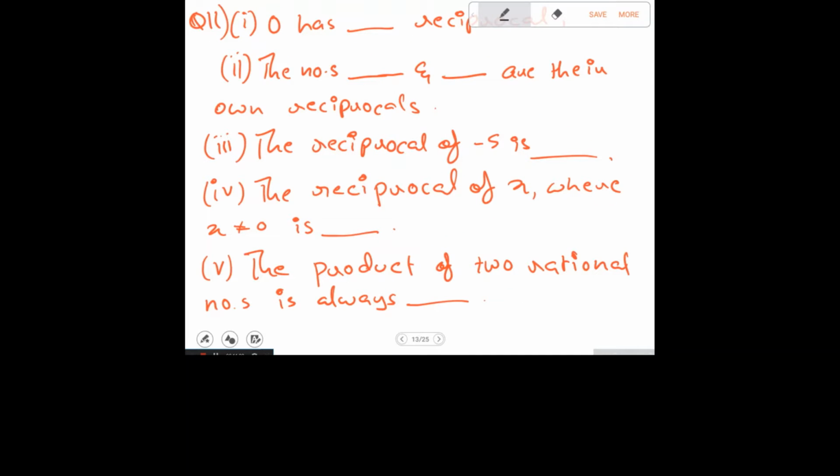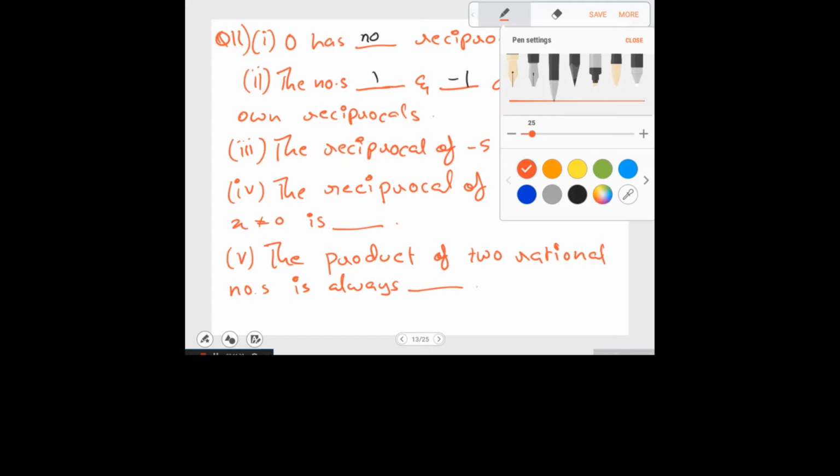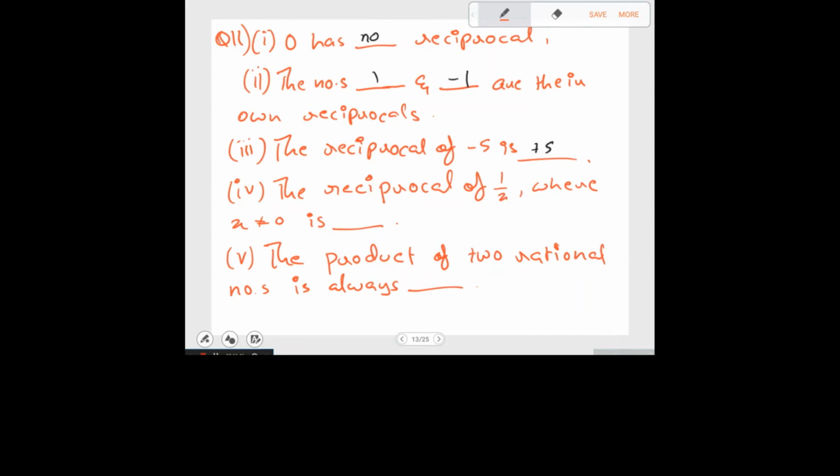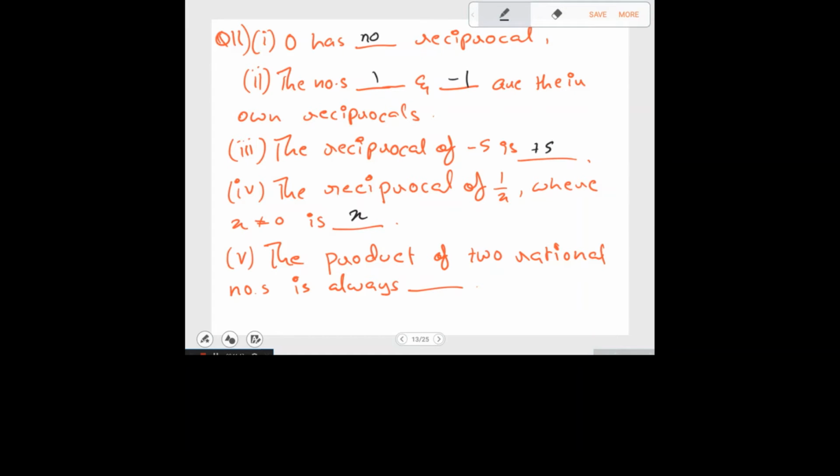The 11th question is fill in the blanks. 0 has no reciprocal. The numbers dash and dash are their own reciprocals: 1 and minus 1. The reciprocal of minus 5 is plus 5. The reciprocal of x, where x is not equal to 0, is 1 by x. I think I got the question wrong. It should be the reciprocal of 1 by x, where x is not equal to 0. So then the answer will be x.